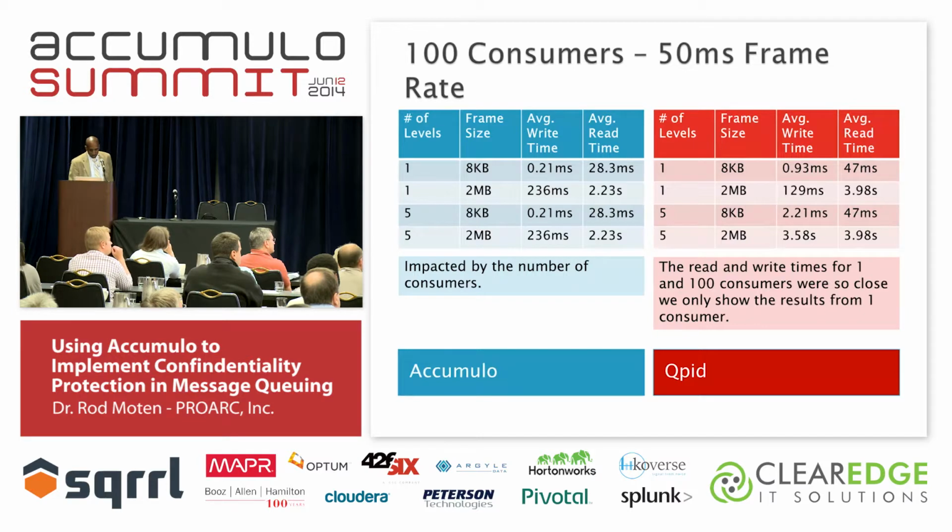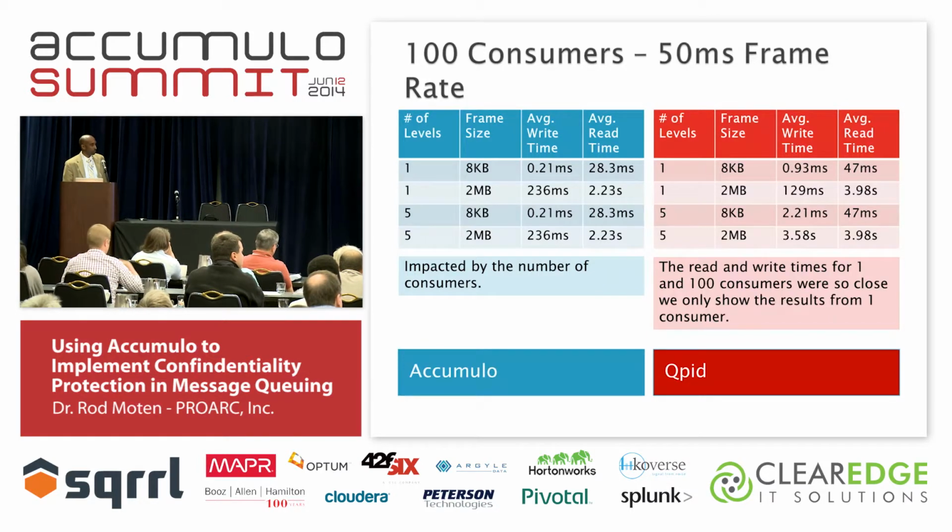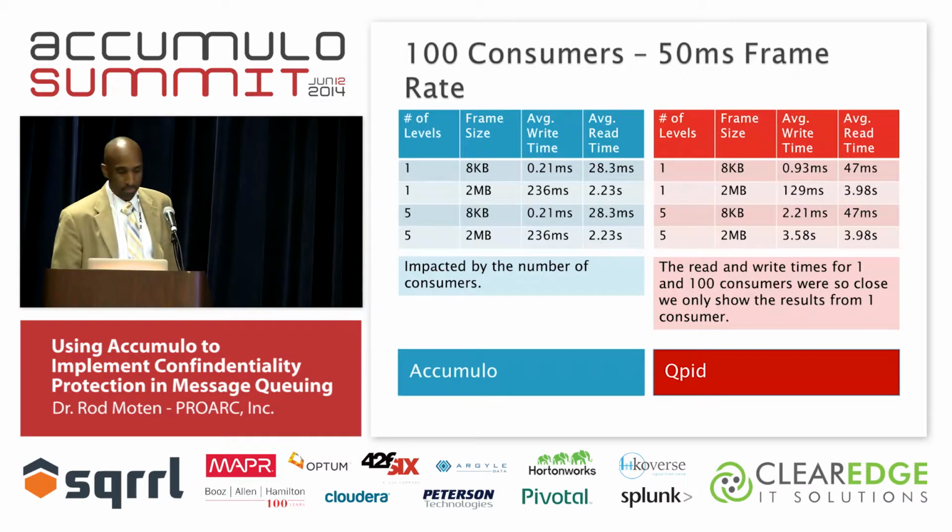For 100 consumers, we see that QPid outperforms Accumulo. For QPid, the transfer rates are pretty much the same for one consumer. But for Accumulo, as you increase the number of consumers, the actual read times increased. And in the case of 2 megabytes, they increased substantially. So you're actually at 2 seconds per frame, which is not what we want.